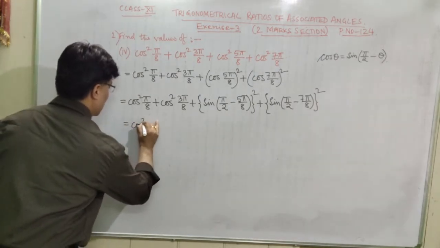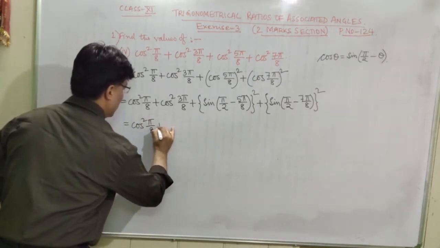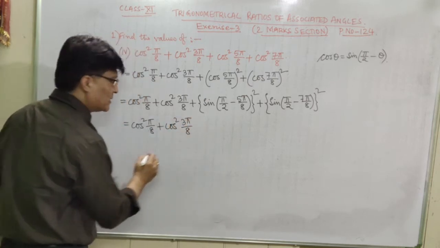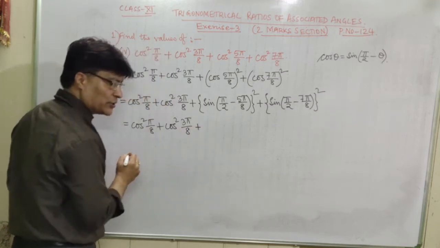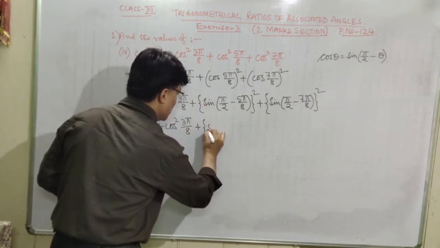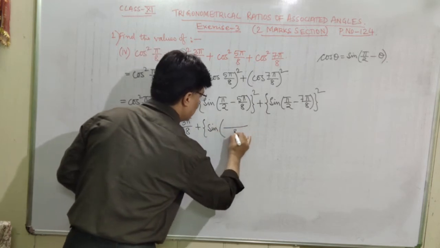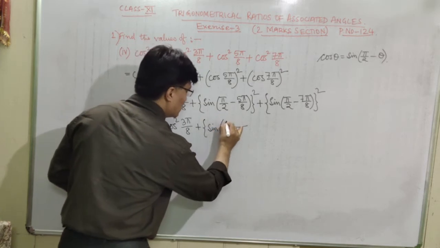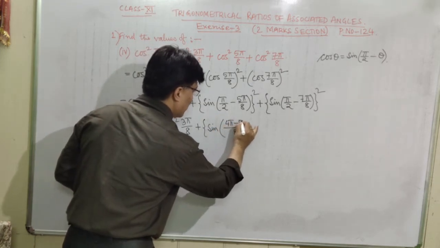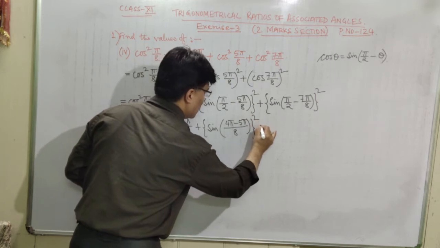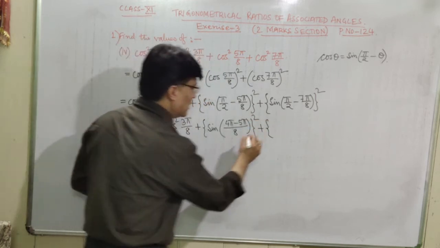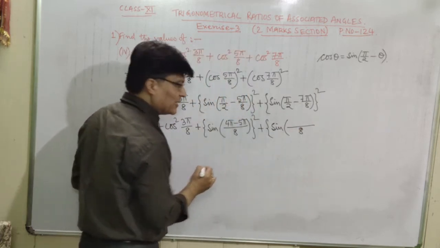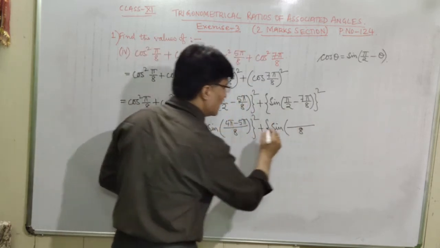So which is equal to cos square pi by 8 plus cos square 3 pi by 8 plus, now let us simplify it. Sine, what's the LCM here? LCM is 8. So 8 is divided by 2, that is 4 times. So this is 4 pi minus 5 pi, you know how to simplify it, plus within second bracket, it is sine within bracket, what's the LCM? It is 8. Now 8 is divided by 2, so you will get 4.